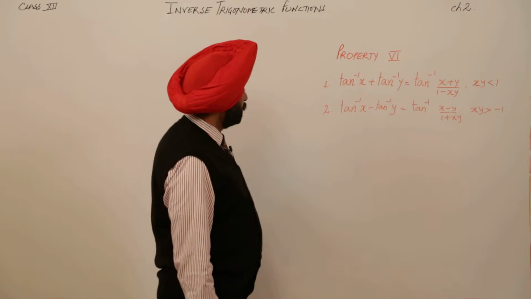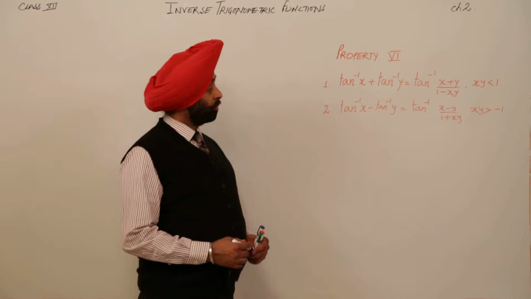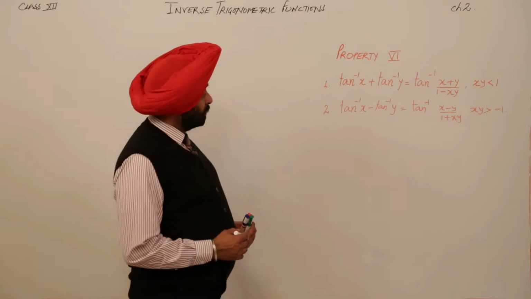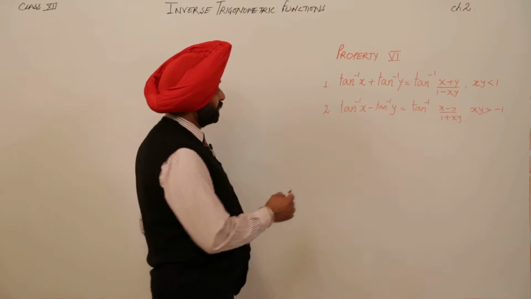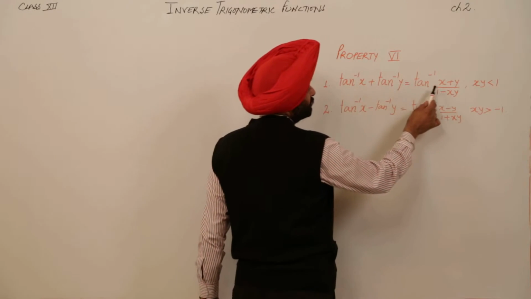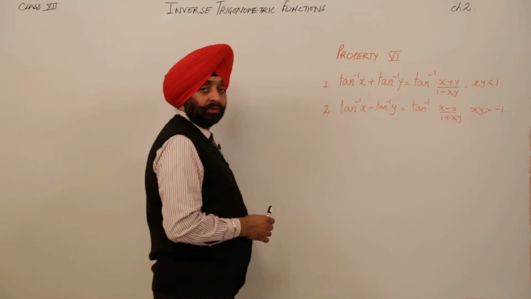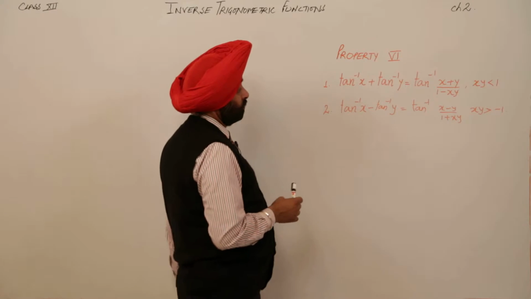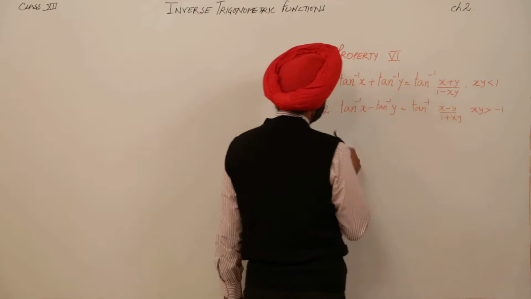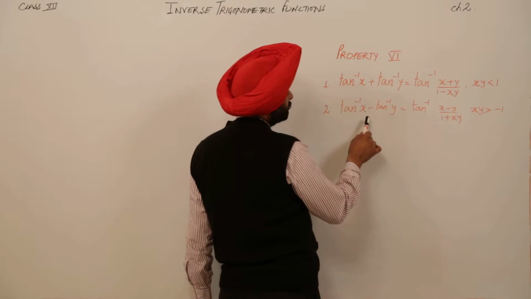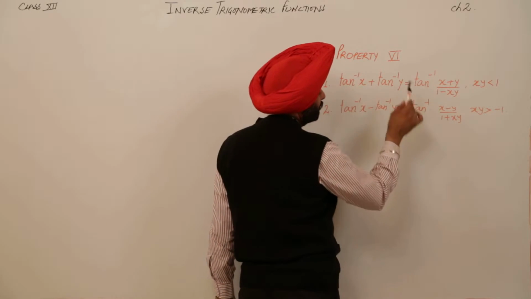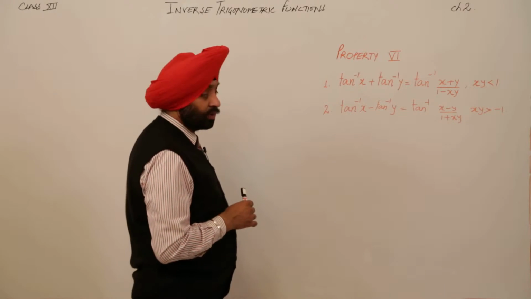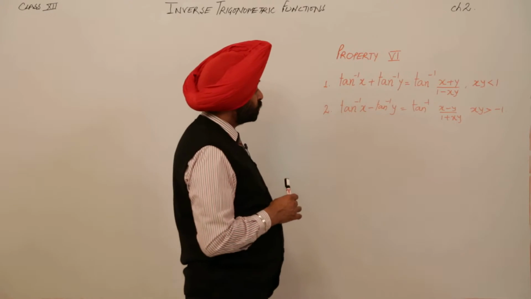Okay, now we are moving to the next property, property number 6. We have here tan inverse x plus tan inverse y is equal to tan inverse of (x plus y) upon (1 minus xy), where xy is less than 1. The second property is tan inverse x minus tan inverse y is equal to tan inverse of (x minus y) upon (1 plus xy), and xy is greater than minus 1.